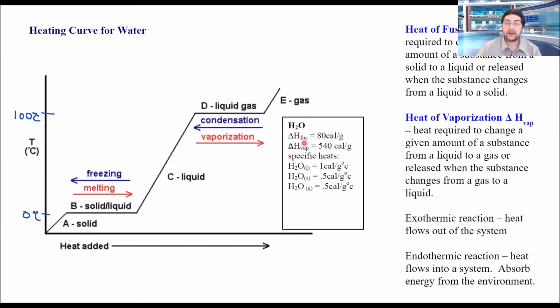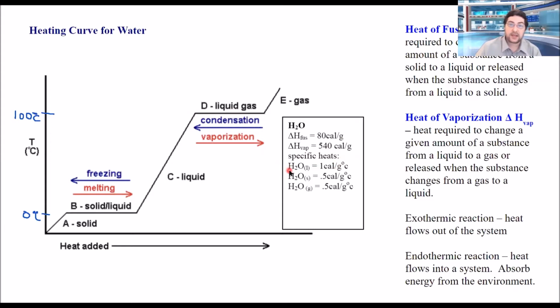And then we have the heat of vaporization, to vaporize, to turn something into a gas. So to go from a liquid to a gas, or to go from a gas back to a liquid, that's going to be this heat of vaporization. That's 540 calories per gram. You should know both of those values, okay?